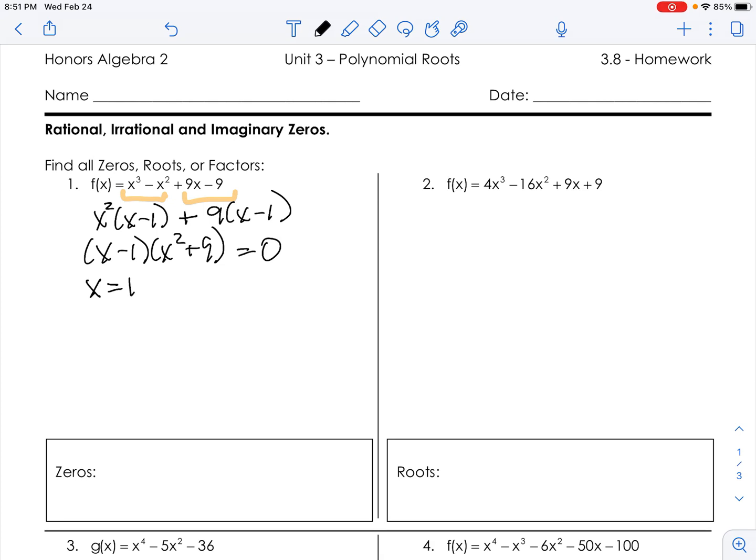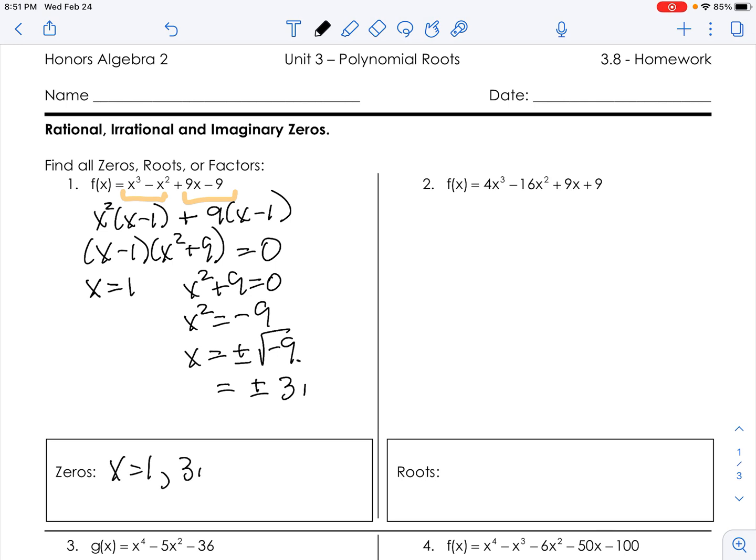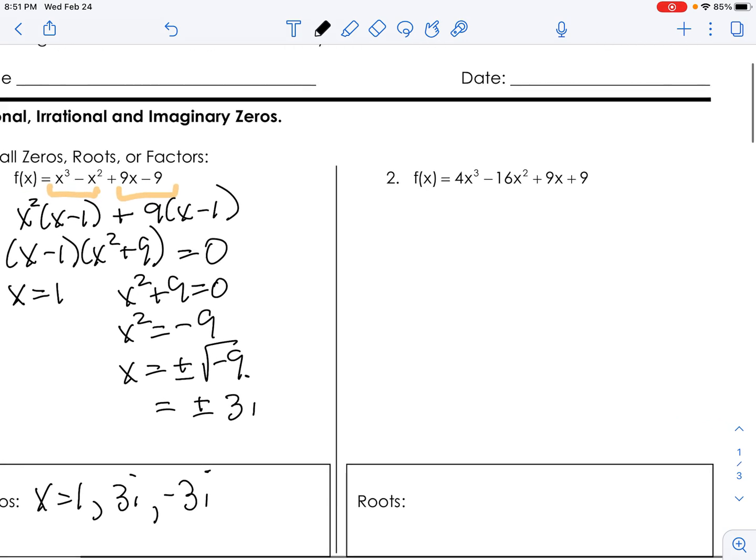Setting that equal to 0, I'm going to end up with x equals 1. X squared plus 9 equals 0 is going to yield me imaginary solutions. So x squared equals negative 9, x equals plus or minus the square root of negative 9, which is plus or minus 3i. So the zeros are x equals 1, 3i, and negative 3i. Number 2.